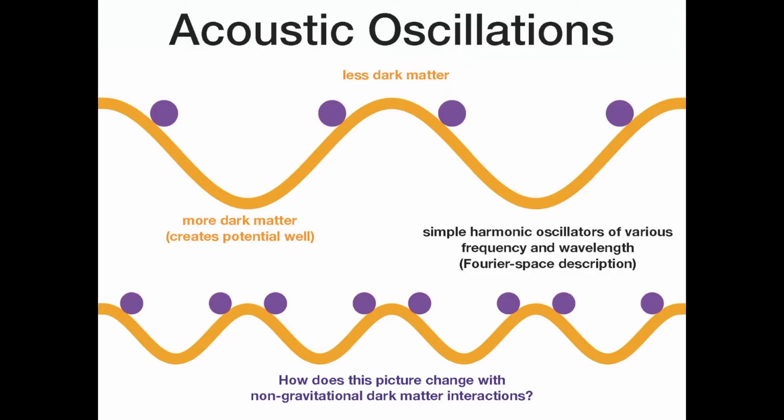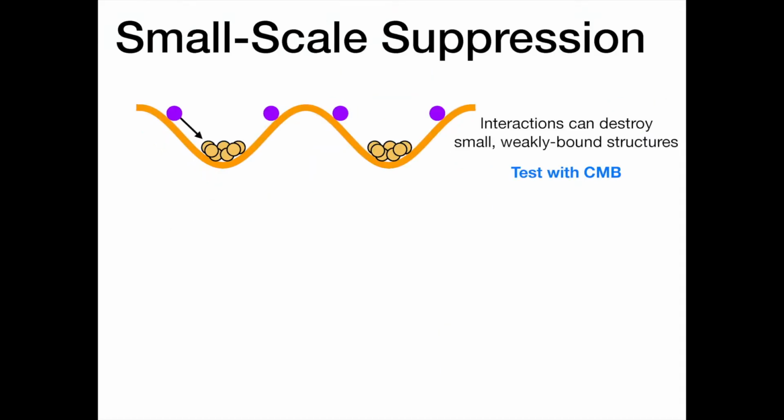So this is the Fourier space description of what's happening at early times, and the process of recombination cuts this off at a particular time. And that's when we see the CMB. So the question is, how does this scenario change when dark matter is allowed to have any sort of non-gravitational interactions, particularly with baryons? And the answer in general is small-scale suppression.